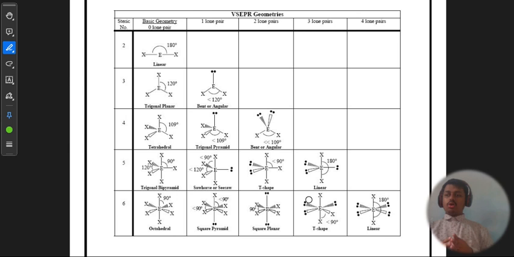Now we will discuss all the geometries one by one. If we get steric number 2 and there are only two side atoms, that means the shape is linear, and the angle between the side atom and central atom bond, or the two bond pairs, is 180 degrees.